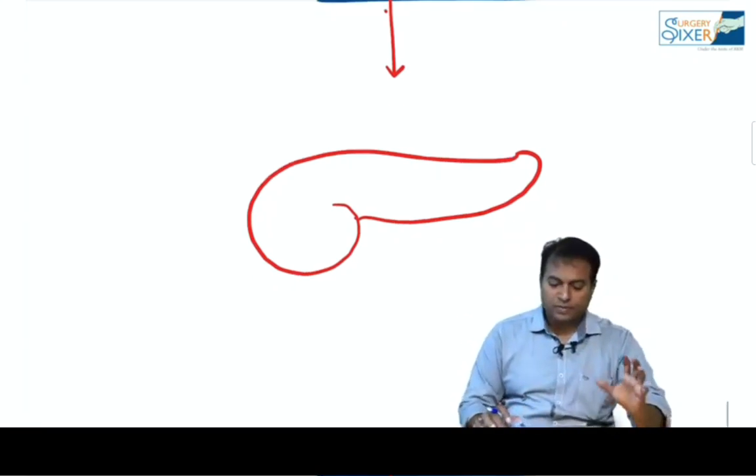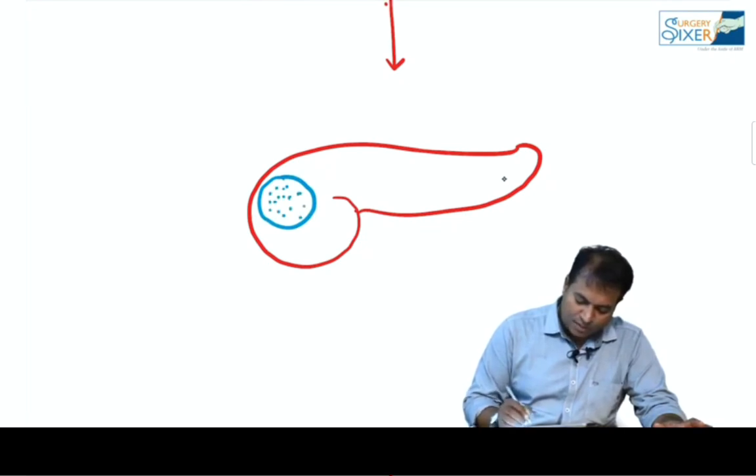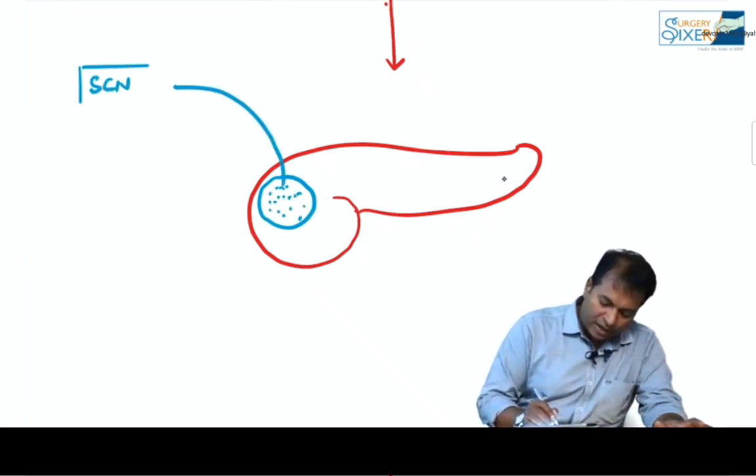Cystic neoplasms means neoplasms in the pancreas containing fluid. The first important cystic neoplasm is in the head of the pancreas, known as serous cystic neoplasm. I'm writing and drawing; you just remember this one image.